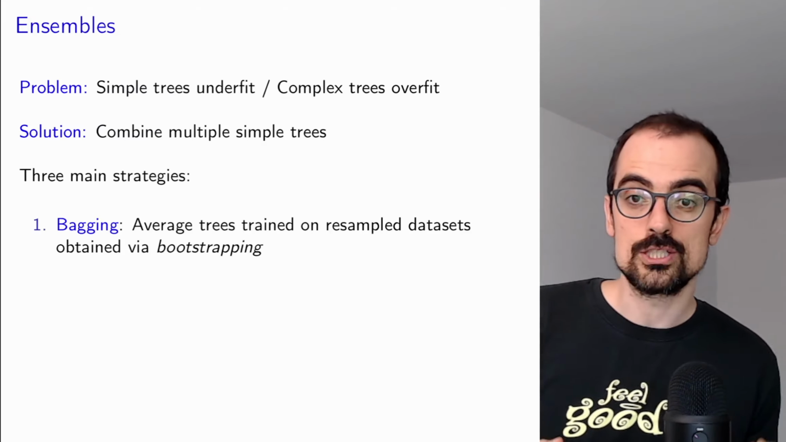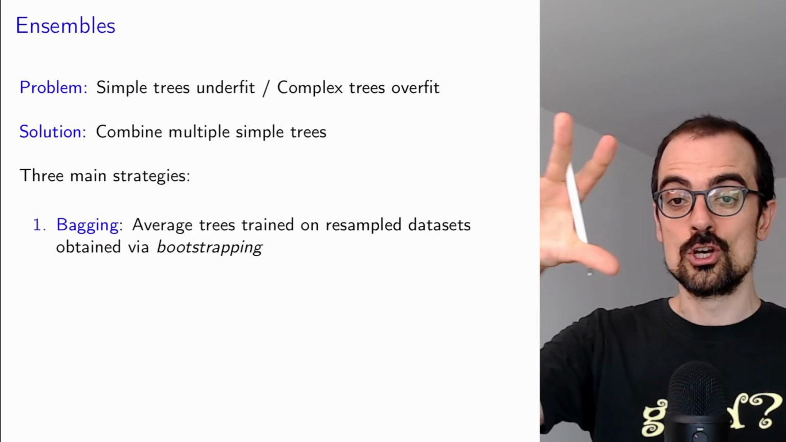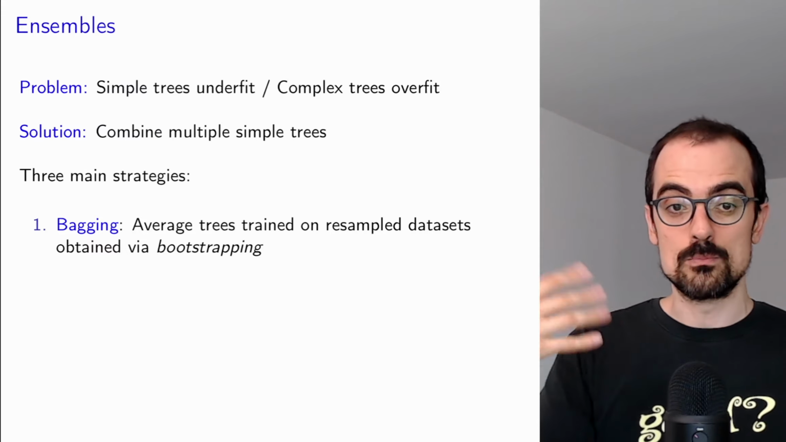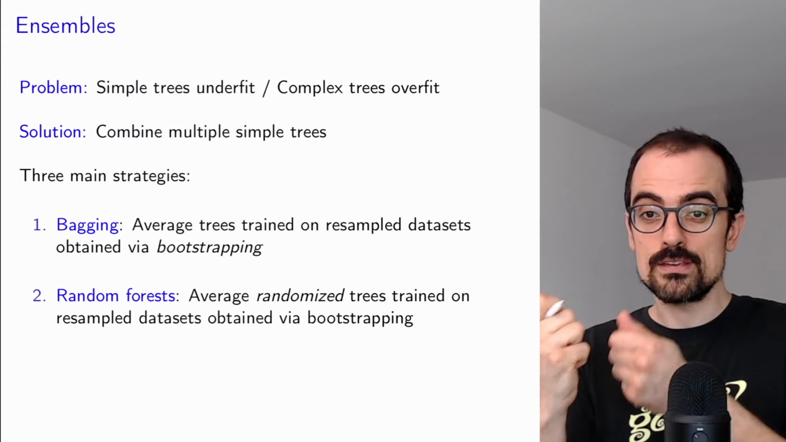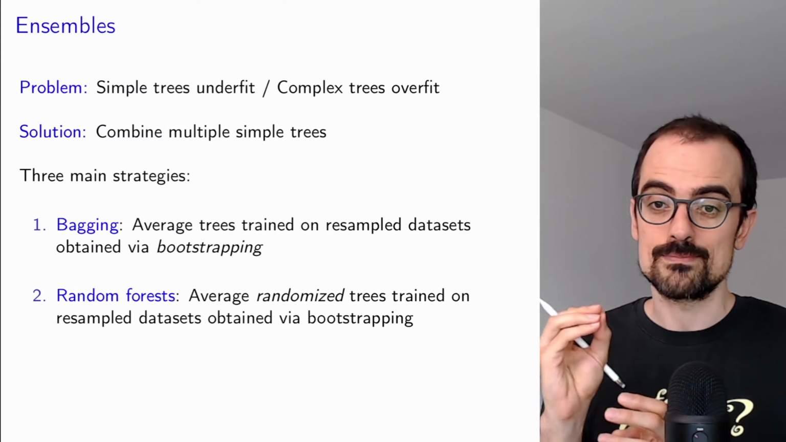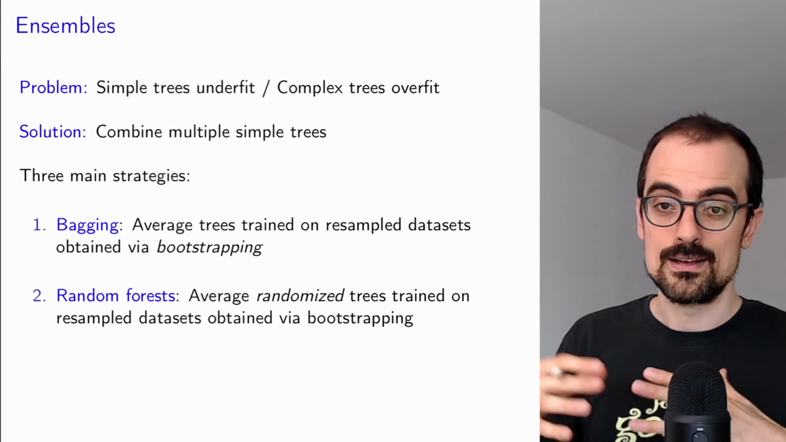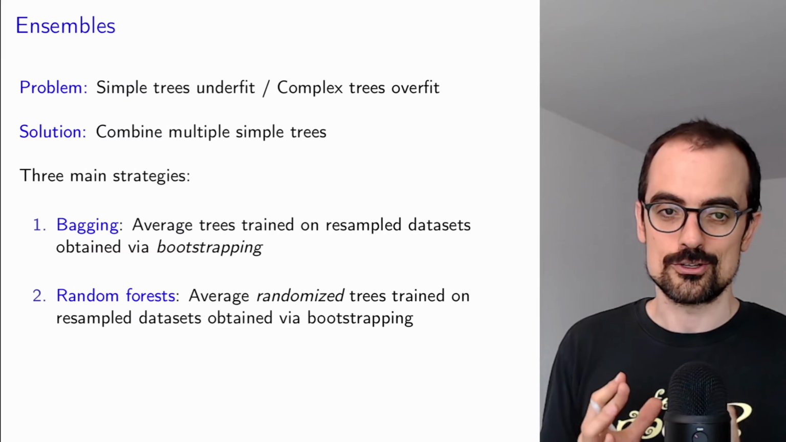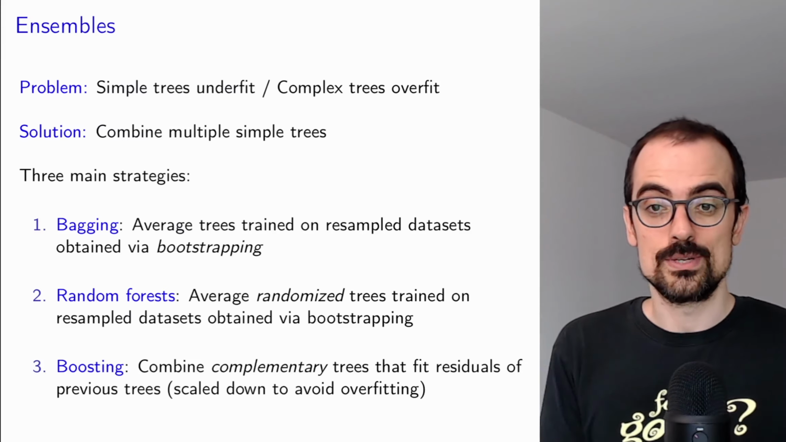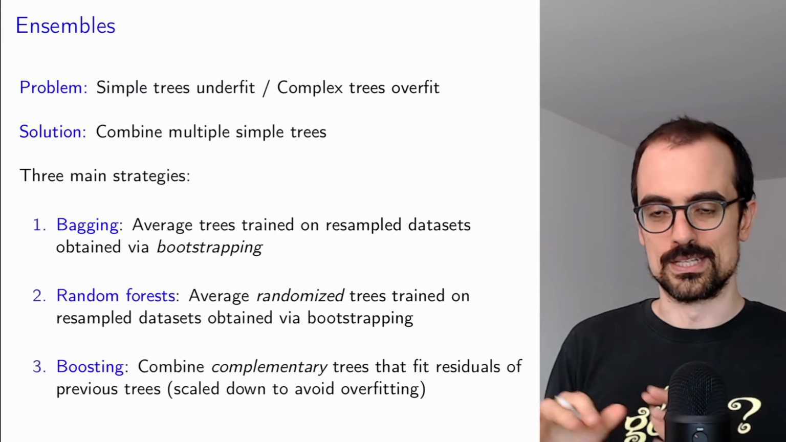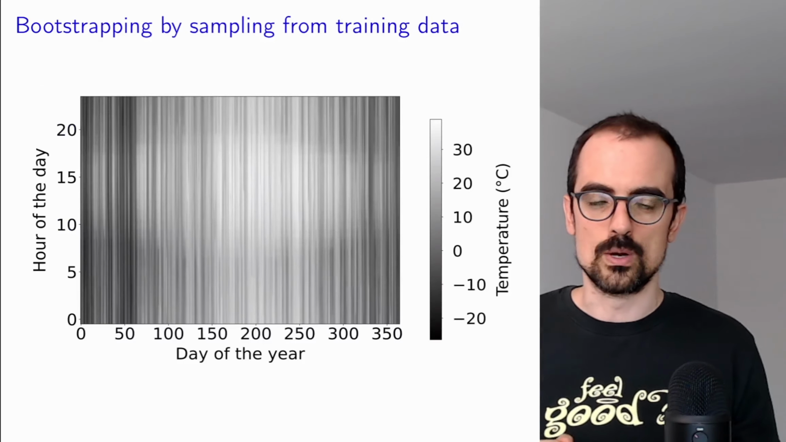bagging, where you average trees that are trained on resampled versions of the training data set obtained via bootstrapping. Random forest, where you do exactly the same thing, but you modify how you build the tree so that when you add bifurcations, you only consider a random subset of features in order to get more diversity in the trees that you're averaging. And finally, boosting, which combines complementary trees that fit residuals of previous trees. I will explain in a moment how that works. Okay, let's start with bagging.